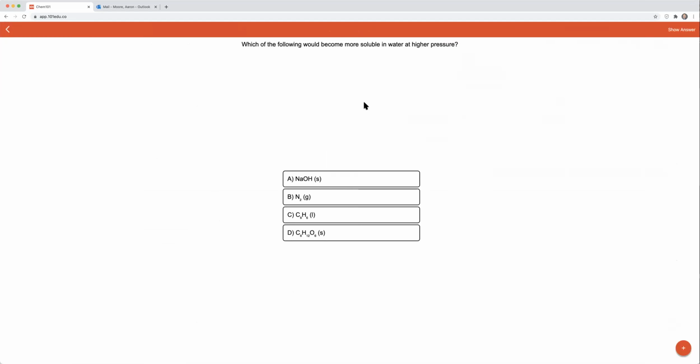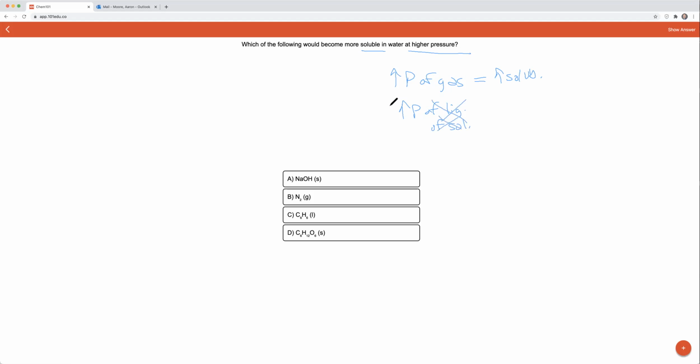Show the question. Okay, so for this one, which of the following would become more soluble in water at high pressure? Okay, so this one I'll tell you right off the bat, it's kind of a trick question, because you have to think about what is affected by pressure in terms of its solubility. Well, when we discussed the previous question, we talked about how if we increase the pressure of a gas, that led to greater solubility. But you can't really increase the pressure of a liquid or of a solid.